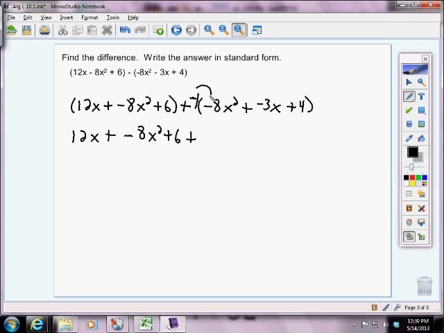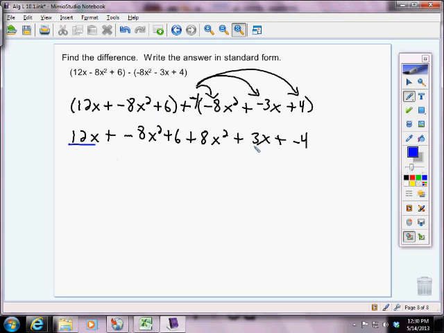is we distribute the negative 1 to negative 8x squared. Well, that's going to be a positive 8x squared. Distribute the negative 1 to a negative 3x. That's a positive 3x. And distribute the negative 1 to the 4. That's a negative 4. Again, that means the same thing as subtracting every single one of the terms in the second polynomial. So either way you look at it, you're going to get the correct solution.